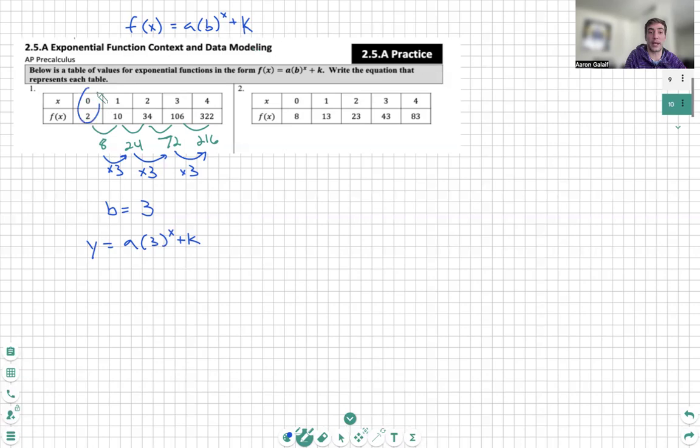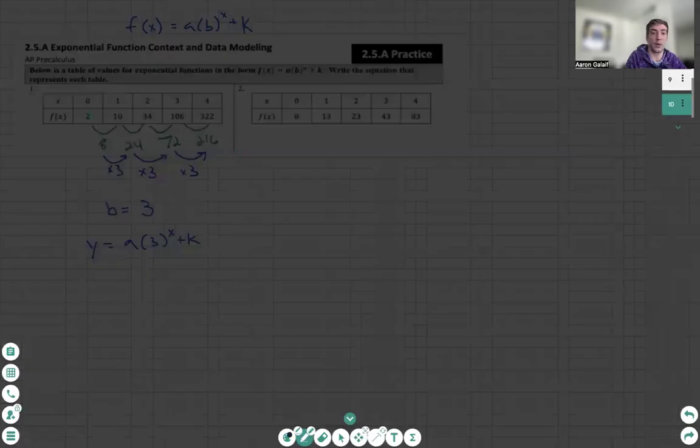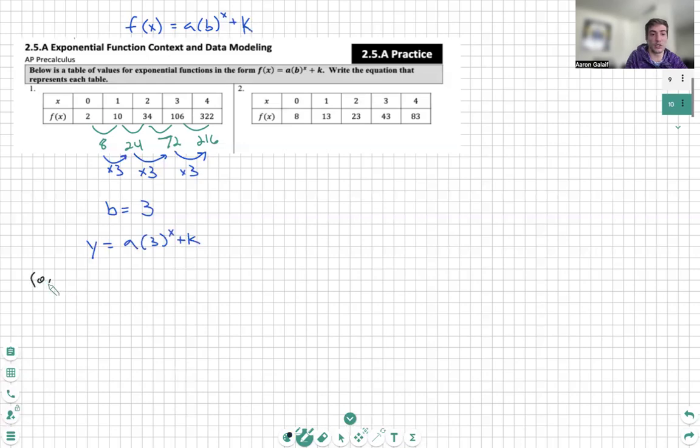All I need to do is pick 2 points. So let's choose another color. We'll go with black. We're going to choose 0, 2 as my first point. Well, x is 0, y is 2. So we plug them in accordingly. 2 goes in for y, 0 goes in for x. What is anything to the 0 power? Just 1. So this becomes 2 equals a plus k.